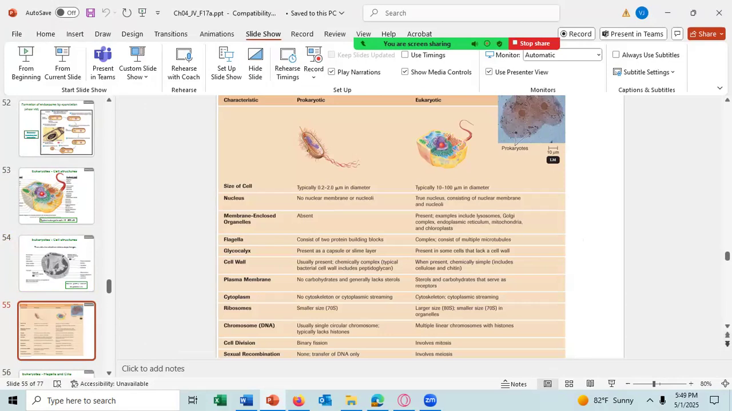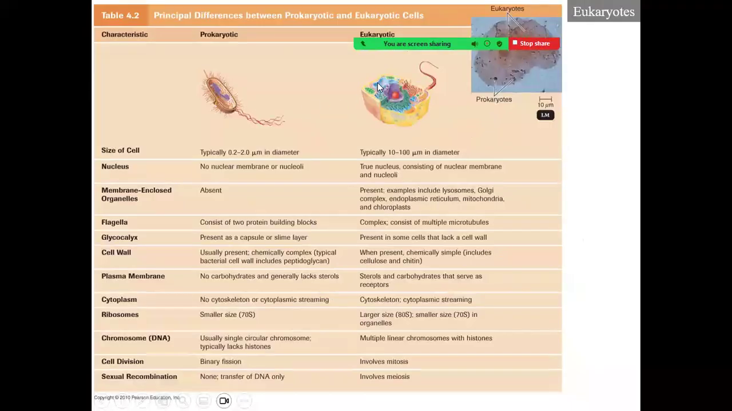All right, this slide is showing you some differences between a prokaryotic cell and a eukaryote cell. The difference is in the size. The prokaryote cell is about 1/10 the size of a eukaryote cell, meaning the eukaryote cell is much larger. The eukaryote cell has a true nucleus, no nucleus in a prokaryote cell. Membrane-bound organelles are present in the eukaryote cell. They're absent in the prokaryote cells.